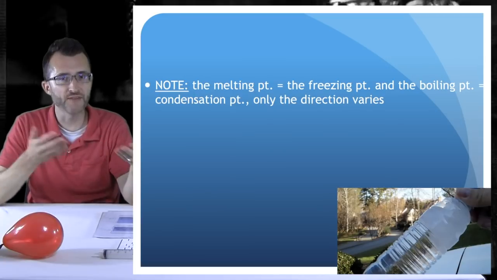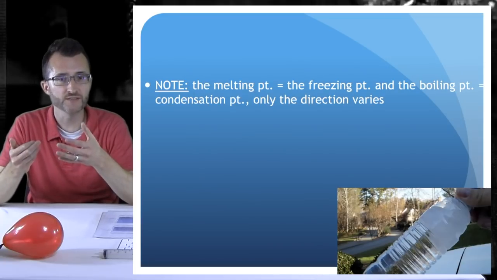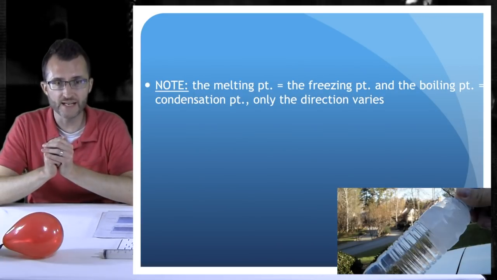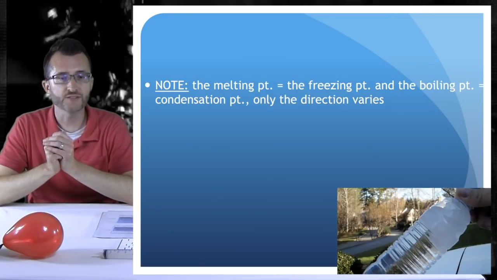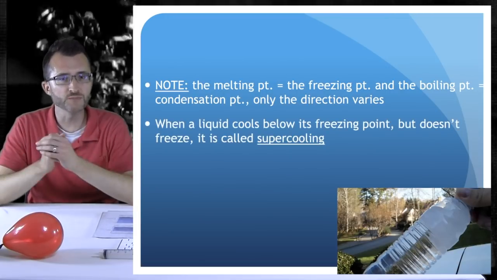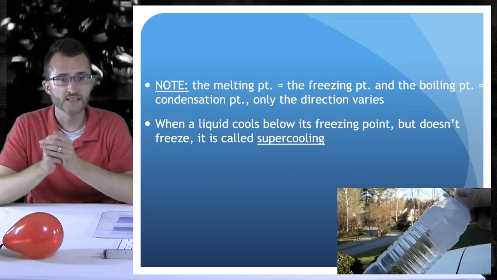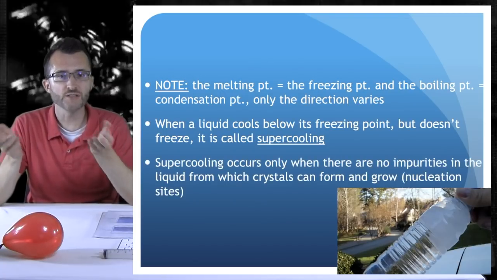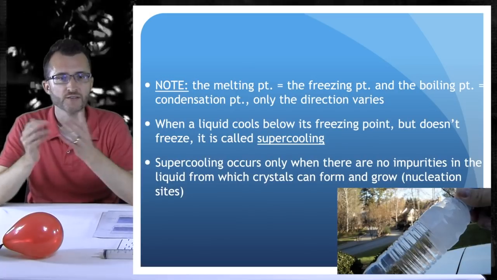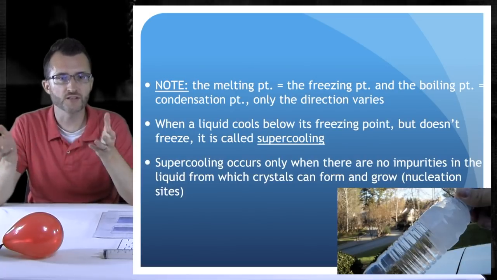Also, you may have noticed on the previous picture of our cooling curve that there was kind of a strange region in there where it sort of dipped below the freezing point. Well, when a liquid cools below its freezing point but doesn't freeze, it is called supercooling. And supercooling occurs only when there are no impurities in the liquid from which crystals can form and grow. Those are called nucleation sites.